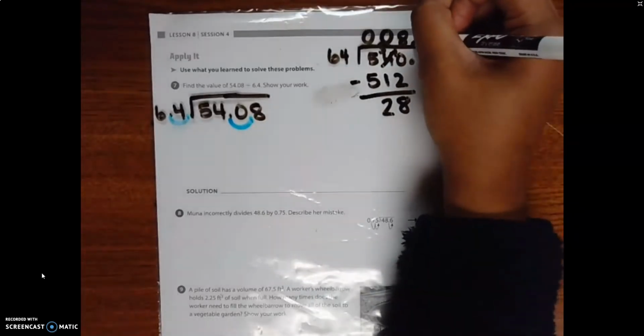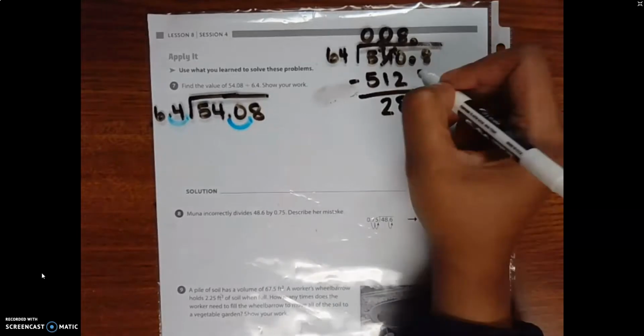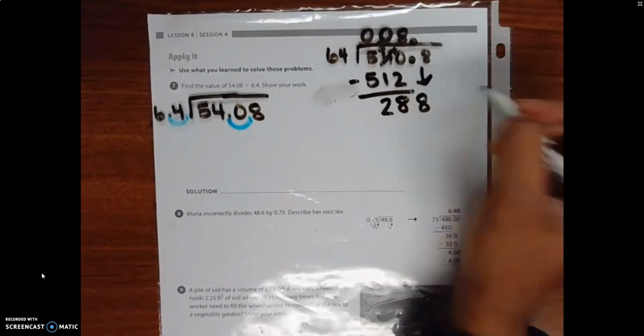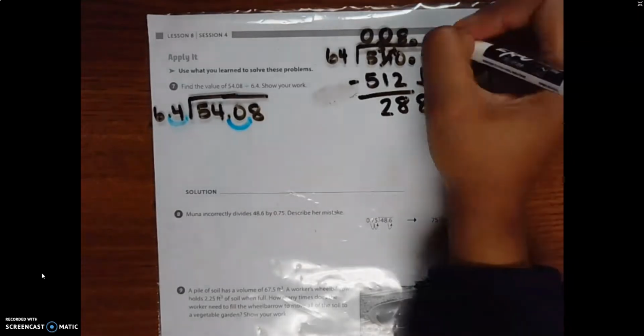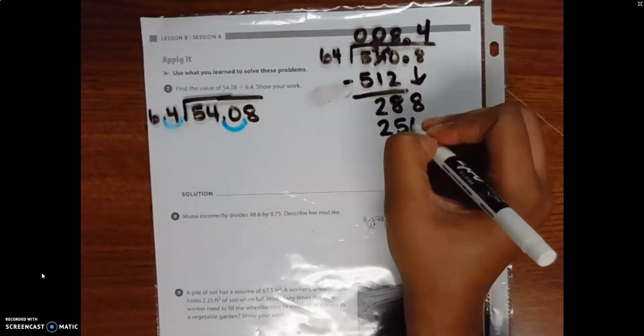Okay? What did we forget to do here? Did you notice? Did you catch it? Check your work. We didn't put our decimal up here in our quotient, right? Make sure that you always put your decimal up there so that you don't forget. Okay? Now, from here, we realize 64 can't go into 28. So we're going to bring our 8 down. And we're going to figure out how many times can 64 go into 288. It is 4 times. And we'll have 256.